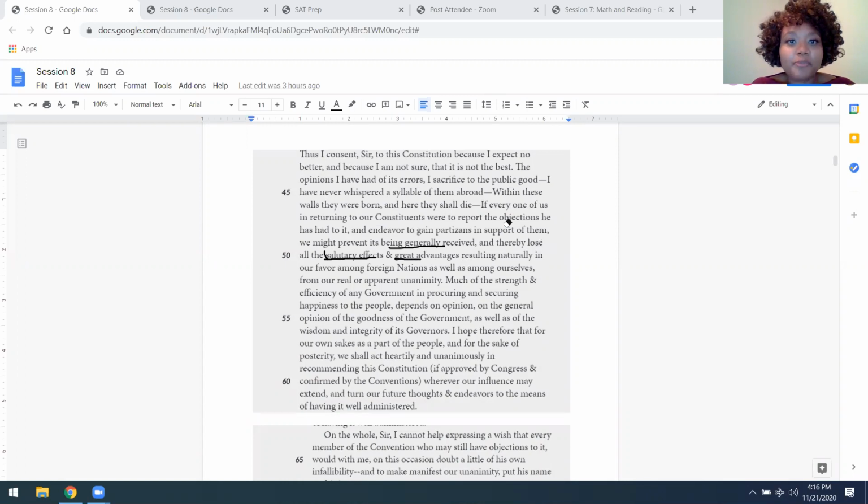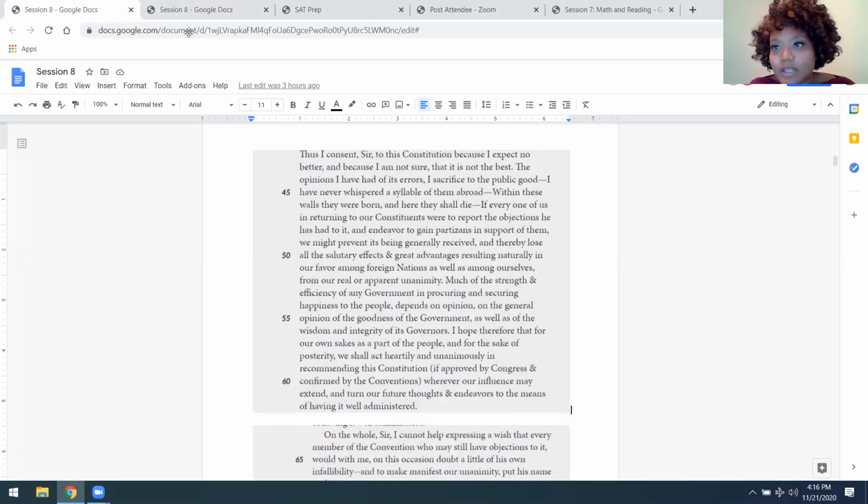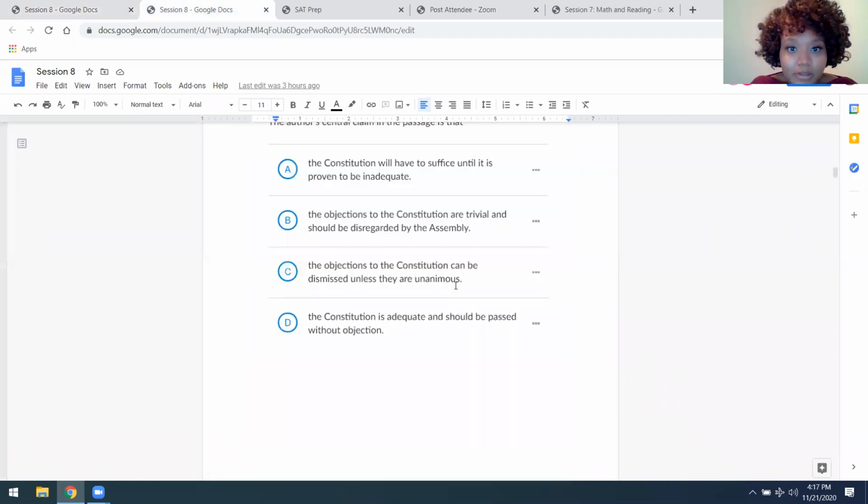What are the great advantages? You can keep reading to find out, but just from reading that part, we know that Benjamin Franklin thinks we shouldn't object to it because we'll lose the advantages. Now let me give you the lines there. That's a better way. So line 46 to around 50, 51, let's say 51. So that's one area of evidence.